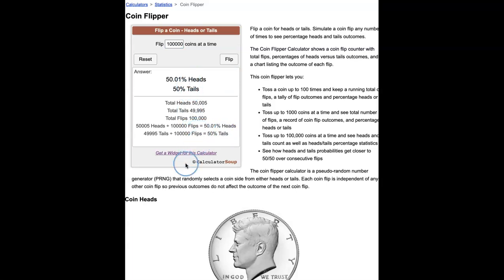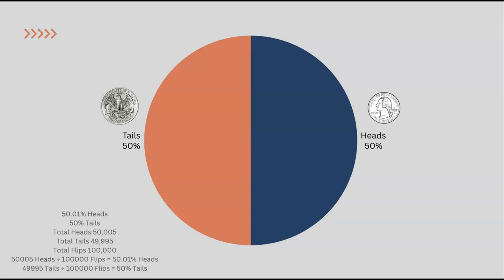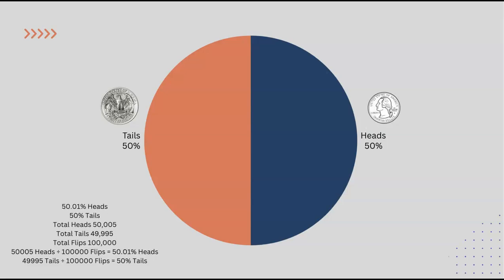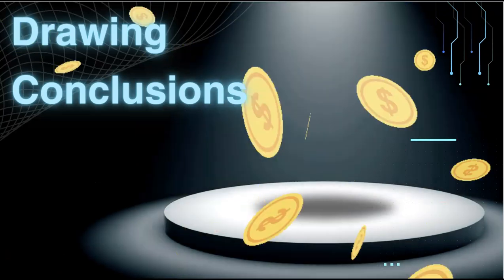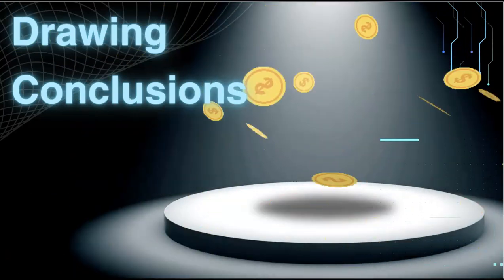Let's take it over and put it into a chart. All right, let's look at our data in a pie chart. So we flipped the coin 100,000 times, 50,005 times it landed on heads, 49,995 times it landed on tails. So we have 50% tails and 50% heads. Now let's combine all of our data and draw conclusions.